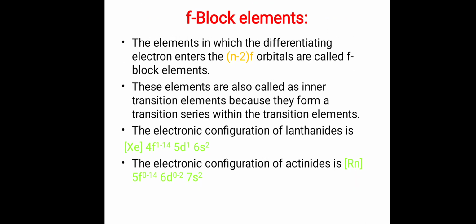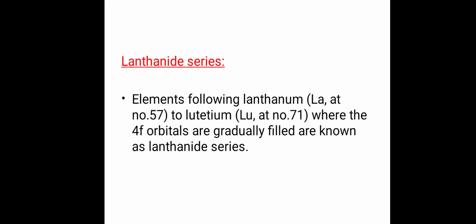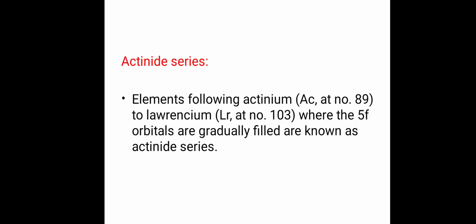Next one, f-block elements. The elements in which the differentiating electron enters into the (n-2) f orbitals are called f-block elements. So totally 7 subshells are there. Each one can accommodate 2 electrons, so totally 14 groups are there. That's why it contains 14. One is called lanthanides, another one is called actinides. It's the lanthanide series and the actinide series, which ends with 103.